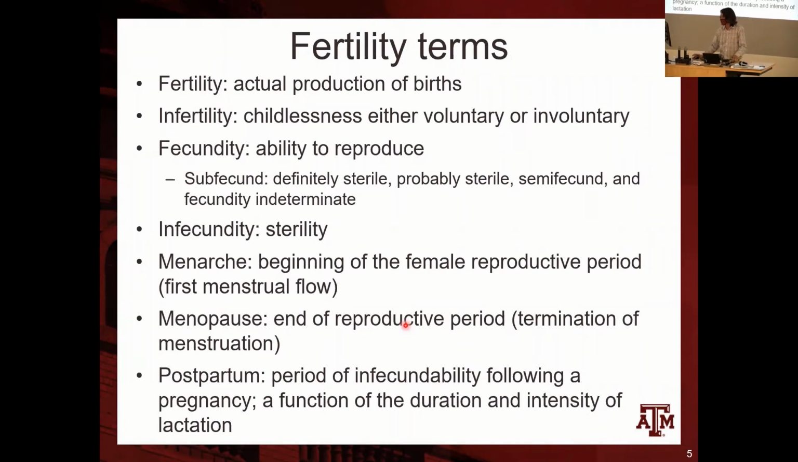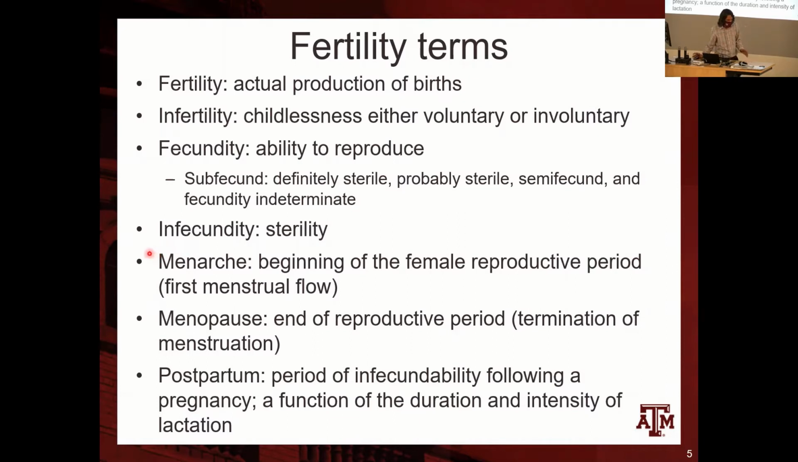Some more concepts and terms in fertility studies. Like I said, fertility is the actual production of births. Infertility is the fact of people not having children at all, either for voluntary or involuntary reasons. Fecundity is more related to biological factors, the ability to reproduce. We could have subfecund women, so those who are definitely sterile, probably sterile, semifecund, and fecundity indeterminate. And those who have, for any biological reason, no possibility of having children, they are sterile, an example of a woman having infecundity.